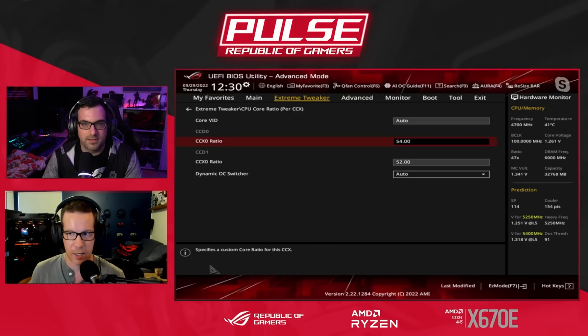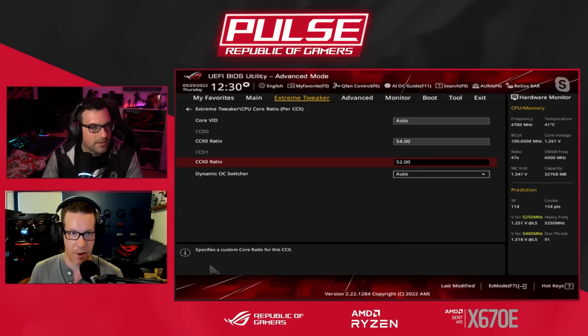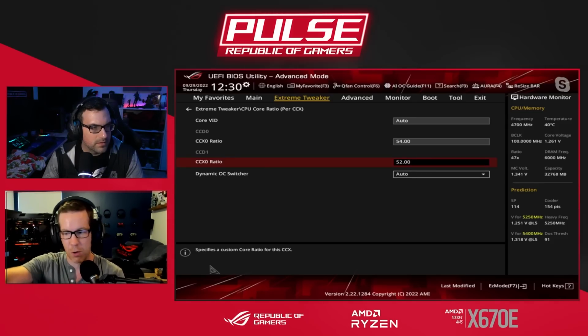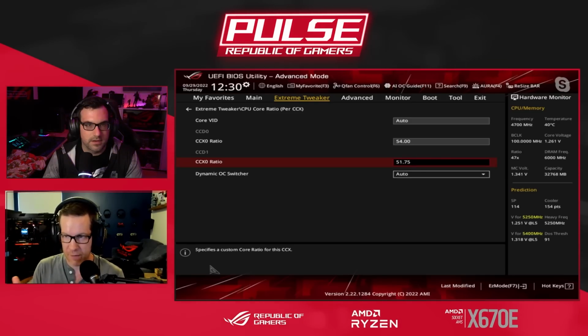this first CCX, I could get it up to 54, which is 5.4 gigahertz. And this one, I was able to get it up to a multiplier of 52, so 5.2 gigahertz. That means half the cores will boost to 5.4 gigahertz, half the cores will boost to 5.2 when you're under an all-core load. And you can do even more granular. You could do 51.75. If that wasn't stable, you could knock it down just a little bit and see.